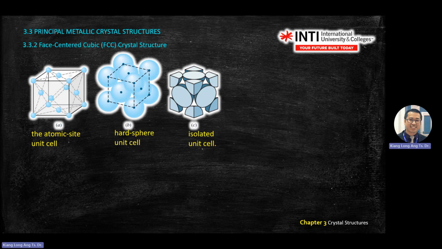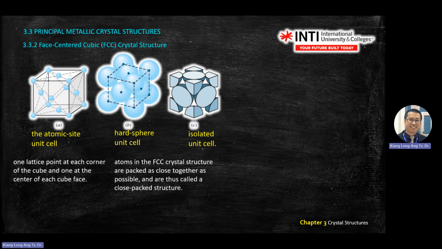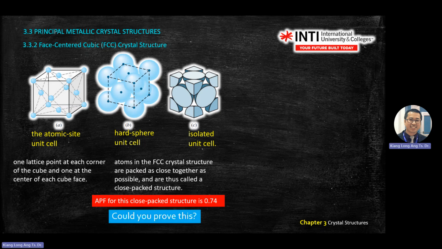This is how they look under the microscope. This one looks like when you cut the thing into a cube. We call it isolated, meaning you cut it, take it out and study it. Okay, so this is just for your revision. Later we will prove that the FCC APF equals 0.74. You should be able to prove this.